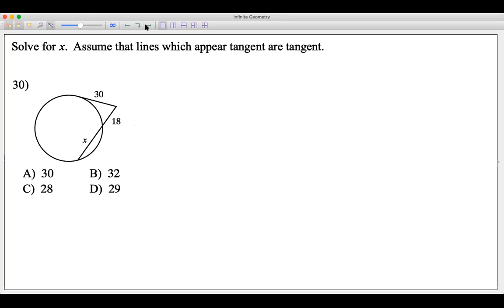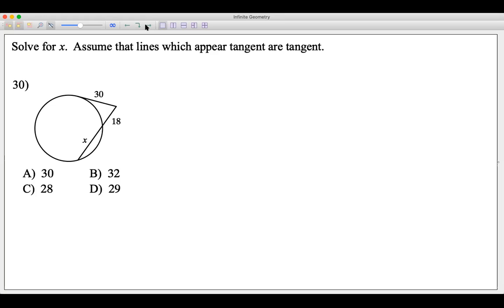The first flavor is the X. We'll label it A, B, C, D. So A times B is equal to C times D. The second flavor is when you get this construction. I have two secants. I got an A, a B, the whole thing together we'll call R. I got a C, a D, and the whole thing together is S. It's A times R equals C times S.